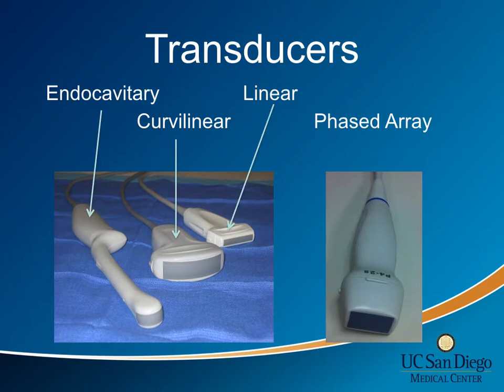The linear probe is a high-frequency probe better for evaluation of shallow structures such as soft tissue, ocular, and peripheral vascular structures. The phased array is a low-frequency probe good for depth penetration. It is our go-to probe for cardiac and abdominal exams.